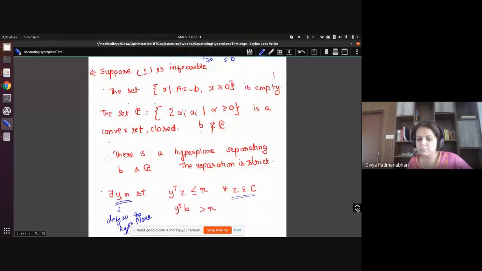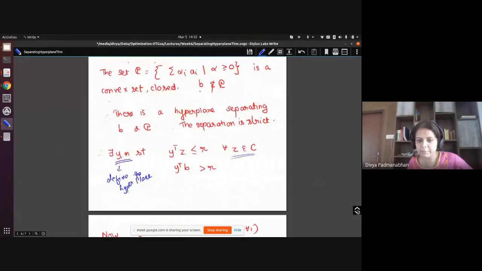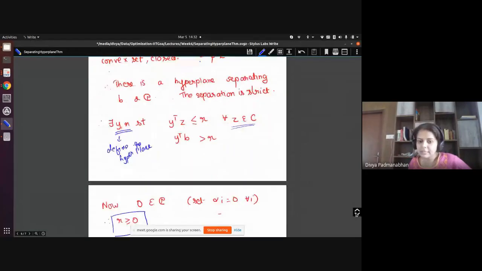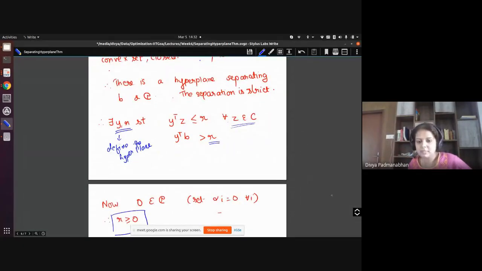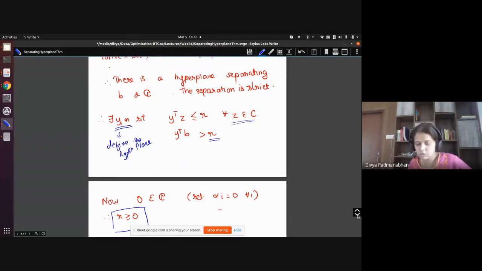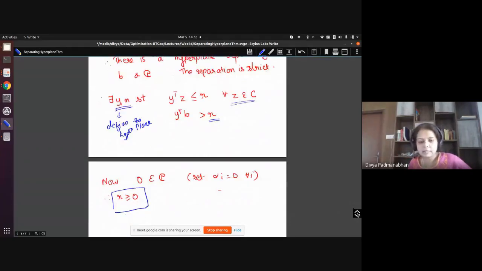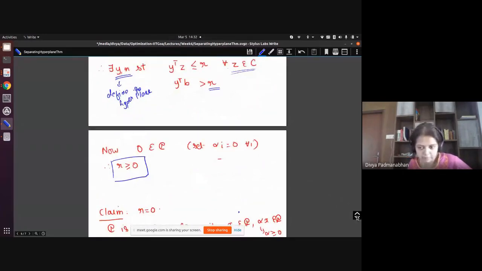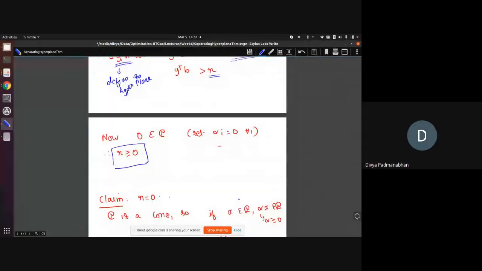So at this point, what we said is, this hyperplane we construct separates this point b from this cone. And we said that this r has to be greater than or equal to 0. Now, suppose r is strictly greater than 0, then what's going to happen? The claim is that this is not going to happen and r has to be equal to 0. But let's just see what happens. Suppose r is greater than 0.